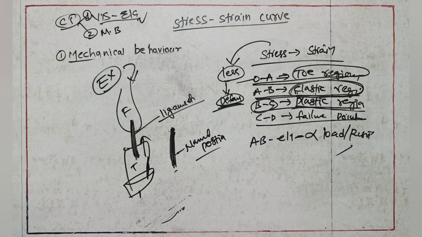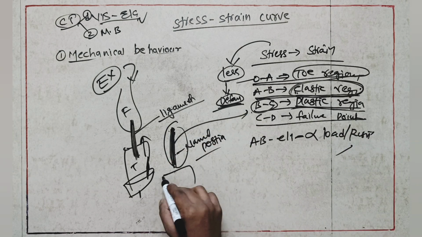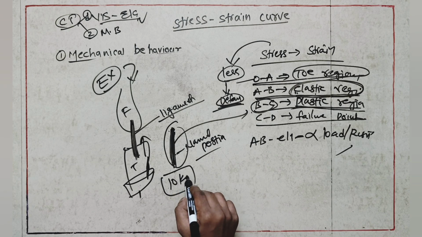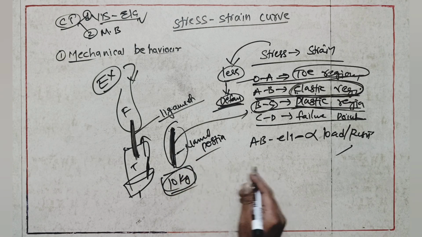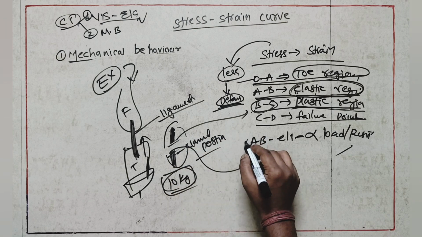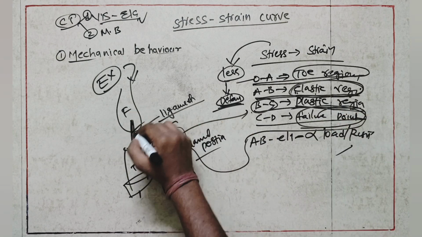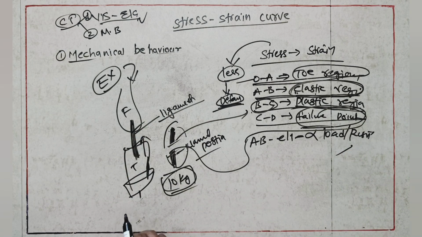Then C to D is the failure point. If the ligament is already in the plastic region and the weight is still applied on it, at one point of time the ligament will tear. That is nothing but the failure point of the ligament.